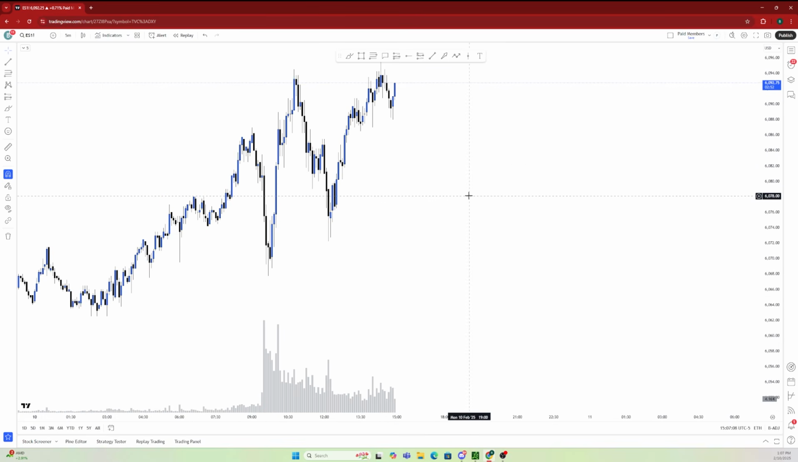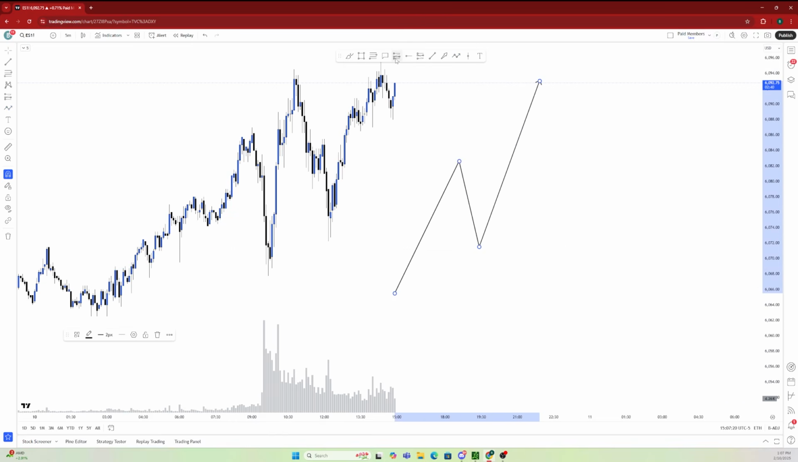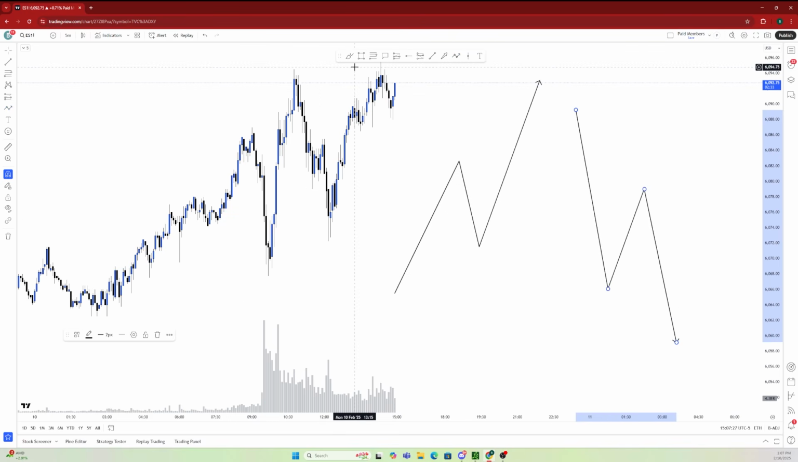Now, from here, you want to identify what the overall trend is. Is price in an uptrend, which is where price is setting higher highs and higher lows, or is price in a downtrend, where we are setting lower lows and lower highs? If price is in consolidation, we do not want to use this strategy.